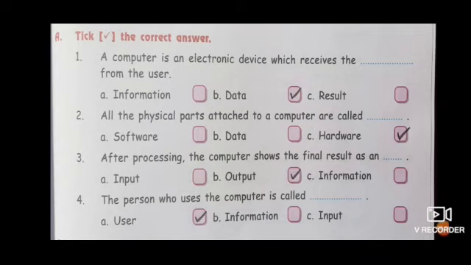First, A. Take the correct answer. First, a computer is an electronic device which receives the data from the user. All the physical parts attached to a computer are called hardware. After processing, the computer shows the final result as an output. The person who uses the computer is called user.